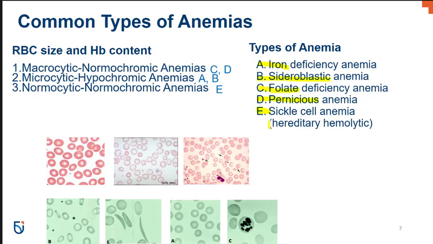But there's also a type called hereditary hemolytic anemia, where hemolytic is the breakdown of red blood cells, and people can inherit a condition where they break red blood cells down faster than they produce them. And so the blood cells that they have are normal size and normal amount of hemoglobin, but the body has broken down red blood cells too fast, so overall they have less amount of blood in their system.